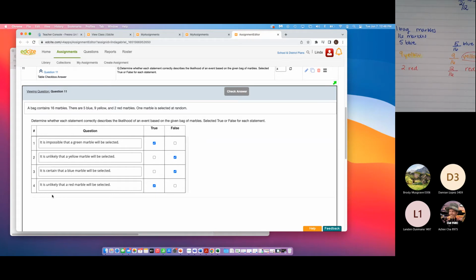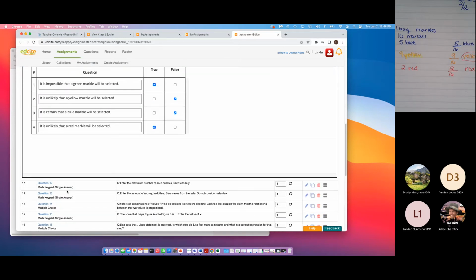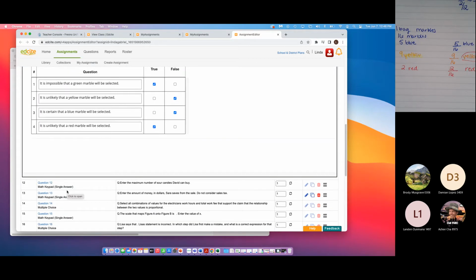And then it is unlikely that a red marble will be selected. That is true because we only have 2 out of 16. Our chances are 2/16 that we will get that red marble. That makes sense? It's not as confusing as it originally looked. It's all statistics, right?